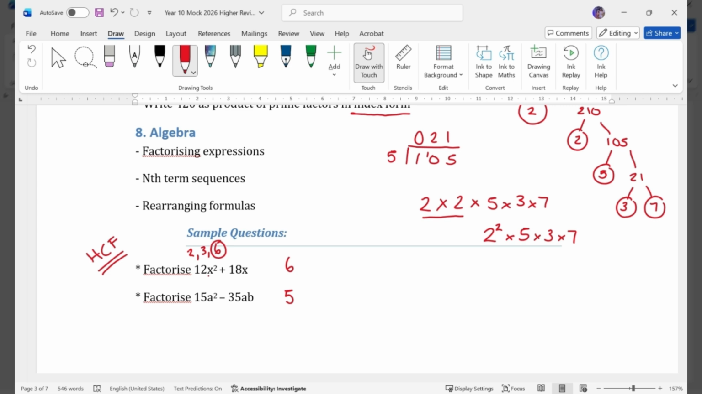We've got a letter we can take out here as well. 12x squared plus 18x. So we could take an x out of both those things. And here, 15a squared minus 35ab. There's an a in both of those. And then we're opening brackets.